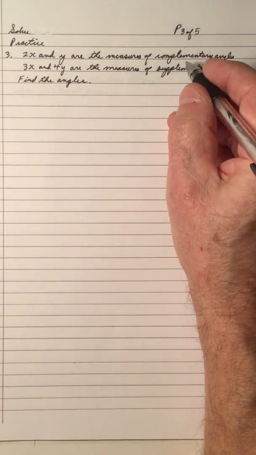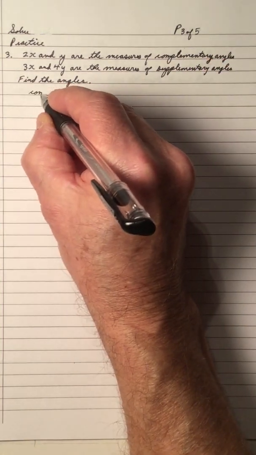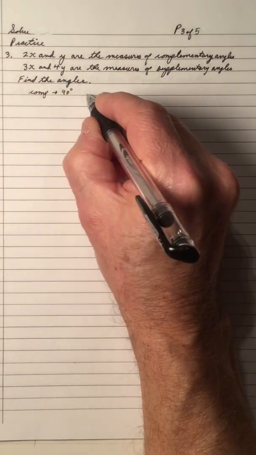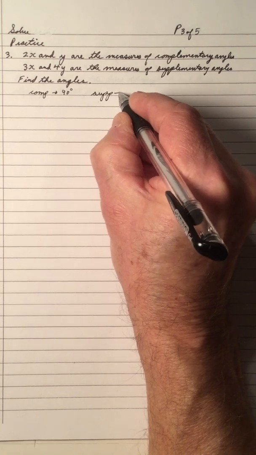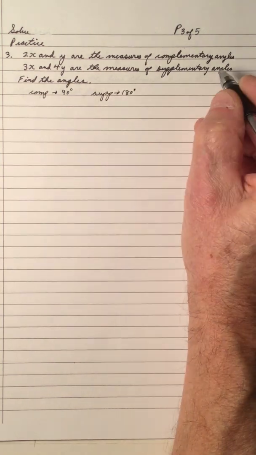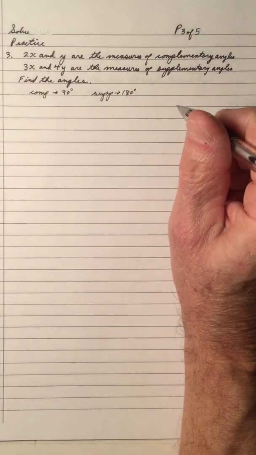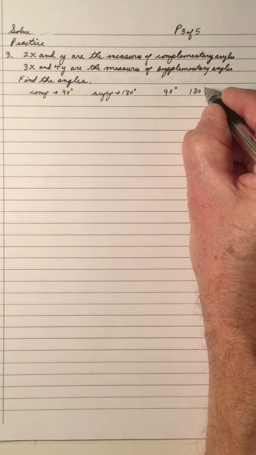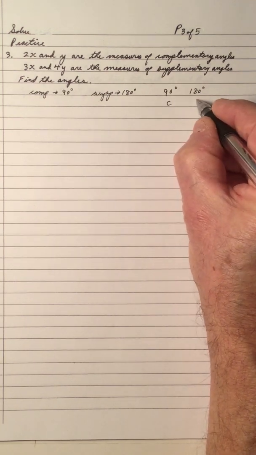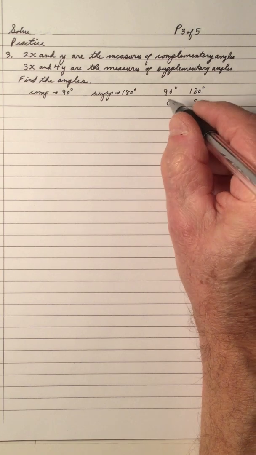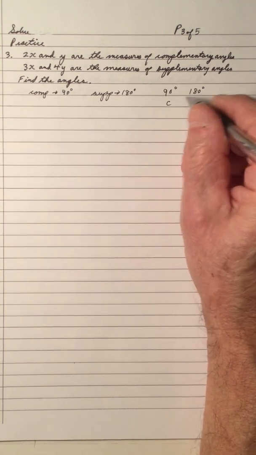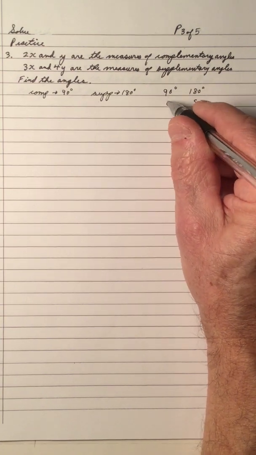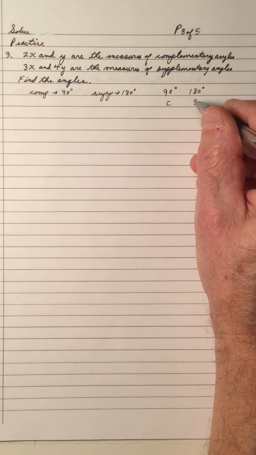Okay, so complementary angles add up to 90, and supplementary adds up to 180. Now remember, here's how I remember 90 and 180. C is before S, so 90 is before 180. That's the little way I remember which one is complementary and supplementary. Complementary is first, 90. Supplementary is 180.